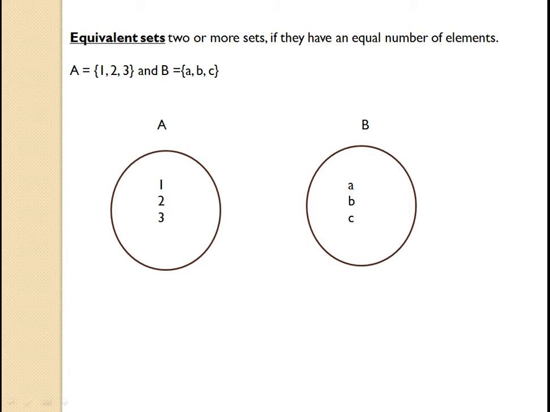Now we have equivalent sets. Equivalent sets are two or more sets that have an equal number of elements. A = {1, 2, 3} and B = {a, b, c}, or you can say C = {Ali, Alia, Isha}. There are only three names, that's why they are all equivalent sets.